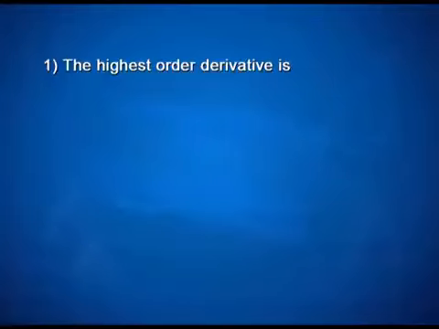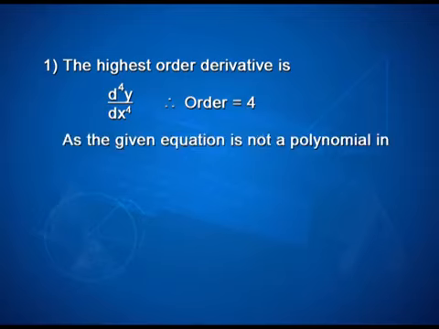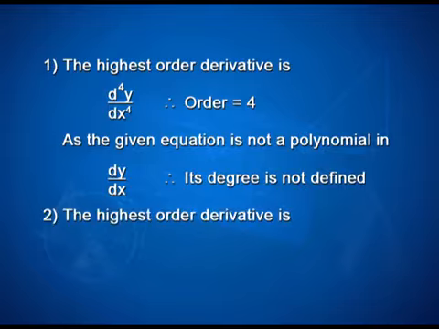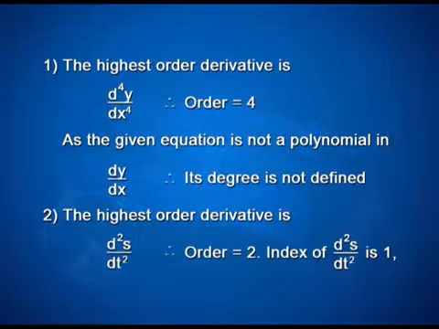In the first case, the highest order derivative is d^4y/dx^4. Therefore, the order here is 4. As the given equation is not a polynomial in dy/dx, therefore, its degree is not defined. In the second case, the highest order derivative is d^2s/dt^2. Therefore, the order is equal to 2 and the index of d^2s/dt^2 is 1. Therefore, the degree is equal to 1.